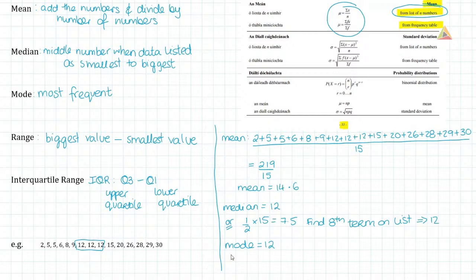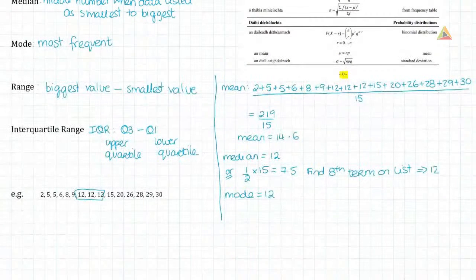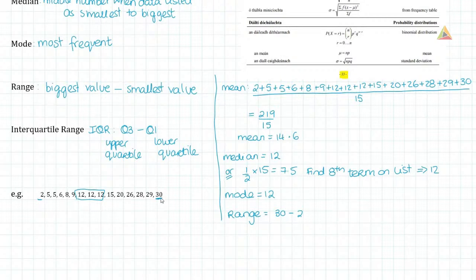And then we're going to look at our spread. When we're looking at our spread, we're going to be looking at our range and our interquartile range. Our range is easier to find. It's just going to be the biggest value minus the smallest value. And because these are in order, it's just the last term minus the first term. If they're not in order, make sure you go through your list and find the biggest number and the smallest number, and we subtract them.